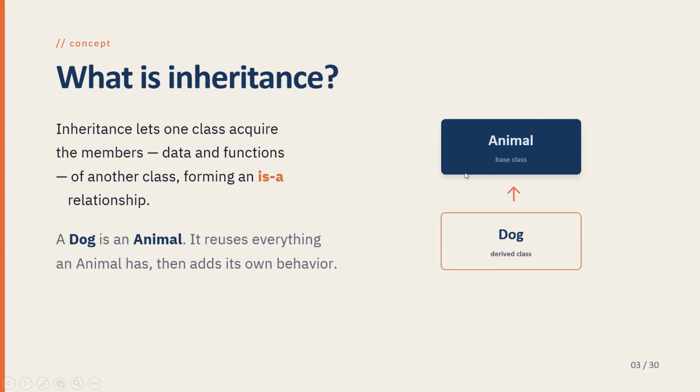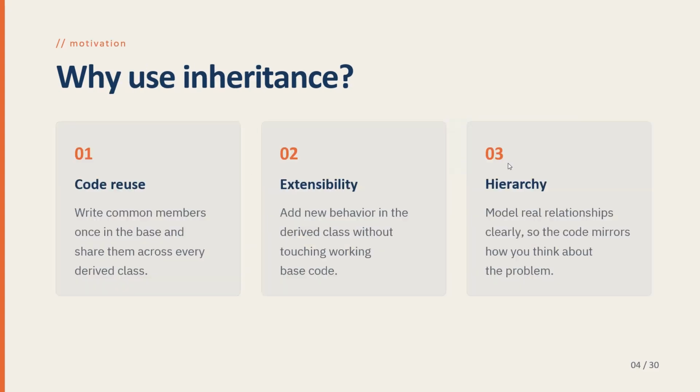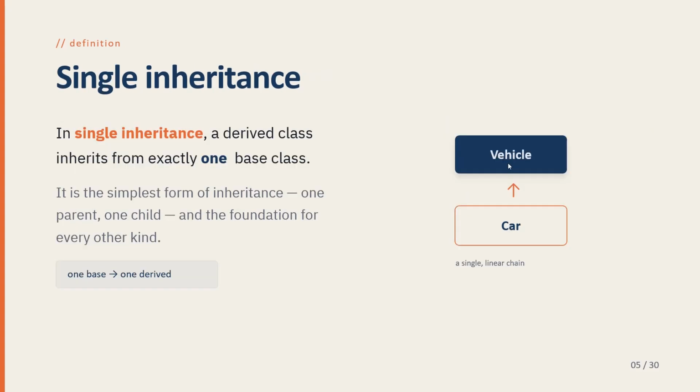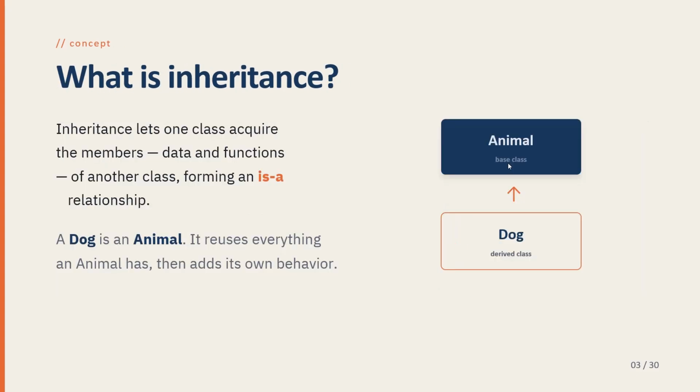For example, consider this relationship between animal and dog. A dog is an animal. So the animal class may contain common behaviors such as eat. The dog class can inherit its behavior and can additionally define its own behaviors. For example, it can be bark. This represents an is-a relationship.